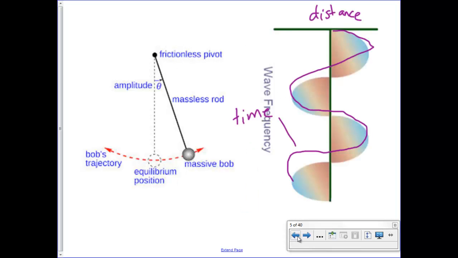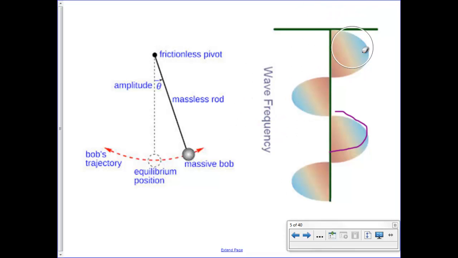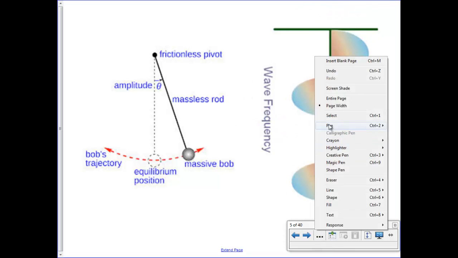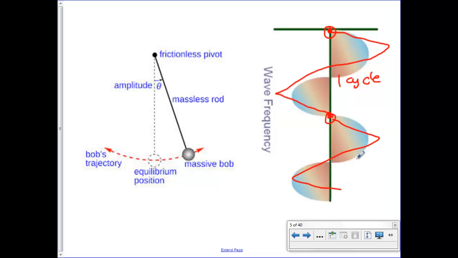So if I were to go to this picture right here, let me just erase all this stuff. Period would be described as from here until here. Does that make sense? Because it went all the way out, all the way back the other way, and all the way back. That would be one cycle. That makes sense? So that would be period. And then this would be a second one.